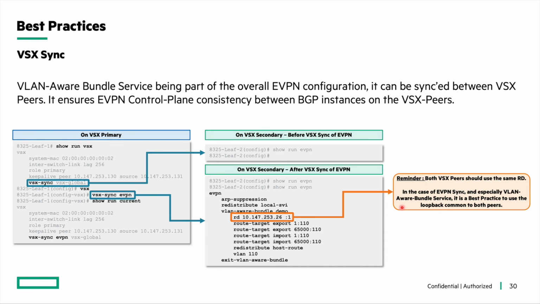So in a VSX context, always use the loopback which is common to both peers. And this loopback is usually the one that you are using for the logical VTAP capability.